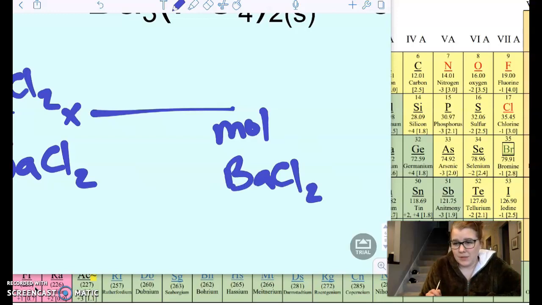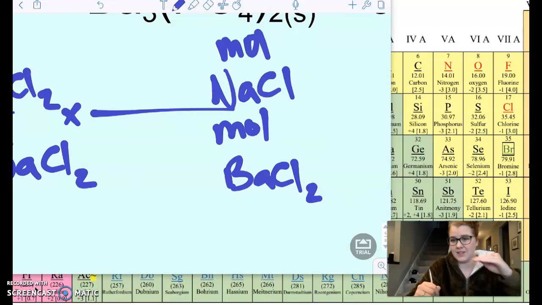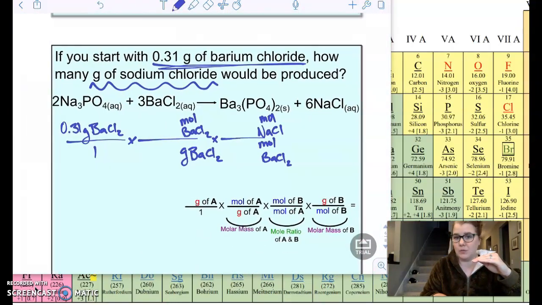So I just did molar mass. I can do molar mass or molar ratio. So I'm going to go ahead and do mole ratio, because that allows me to go to the next compound. So I can do moles, and then this is where I can do the moles of sodium chloride on the top. That's kind of your bridge between compounds, since I ultimately want to get grams of sodium chloride.